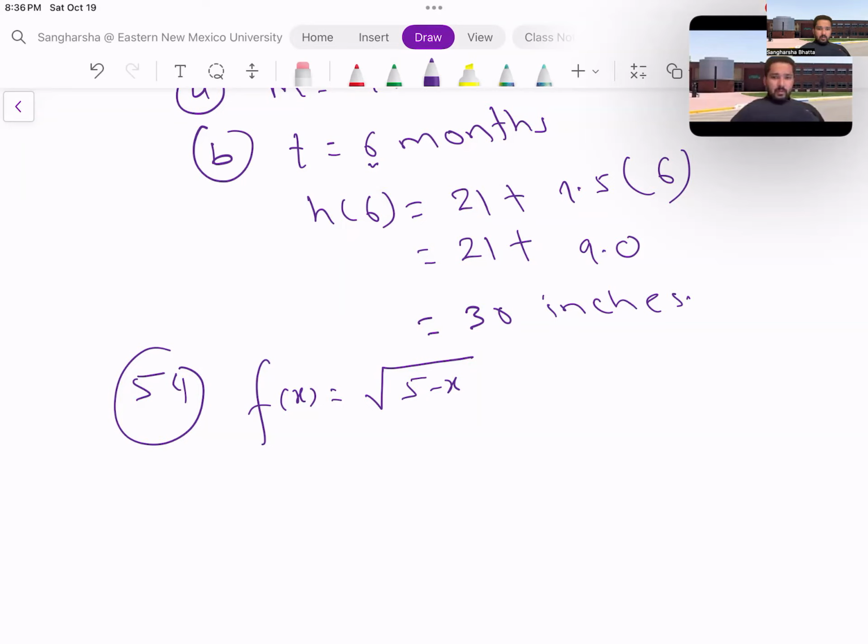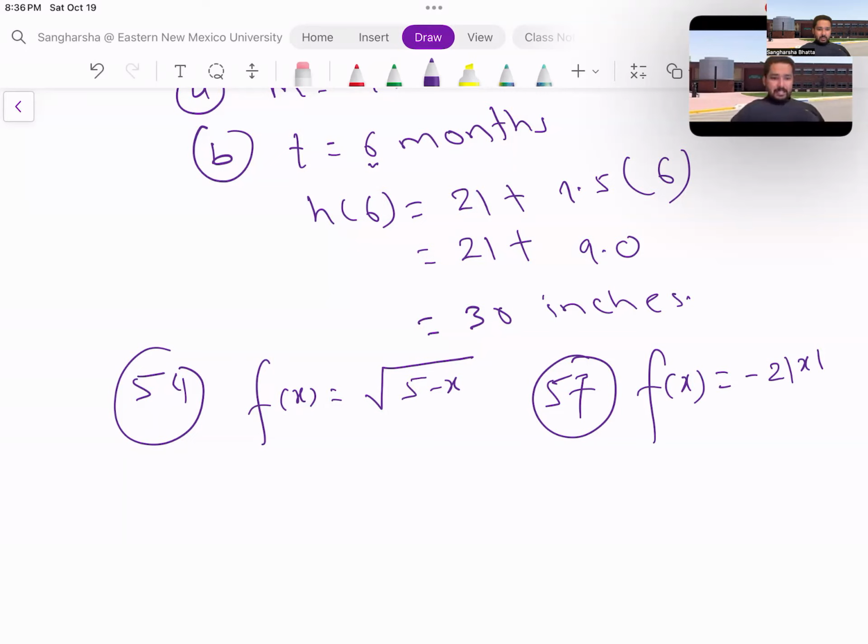Okay. Now let's see 57. Now we did 57 also. It was pretty similar. We had an absolute value function, and this is also an absolute value function. You are asked to find the domain, so I'm going to skip this one as well. So 57, then 61, 62.